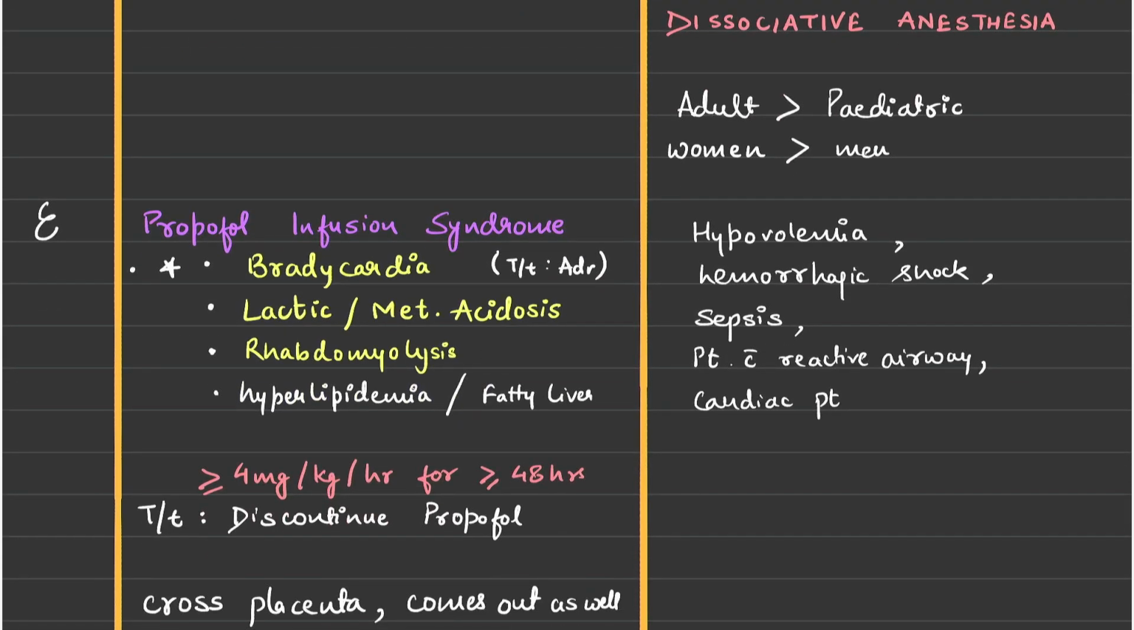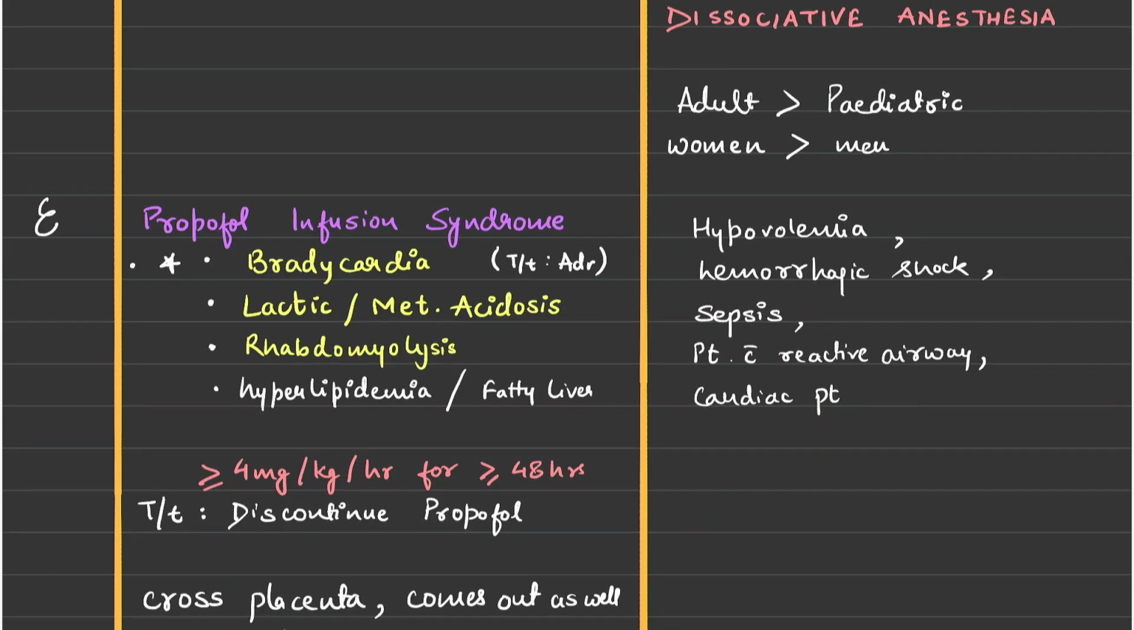Ketamine is used in hypovolemic patients. It is used in hemorrhagic shock because it does not alter the cardiovascular system much. It can be used in sepsis, and it is used in reactive airways because ketamine does not affect the respiratory system much, and it can be used along with other agents in cardiac patients.